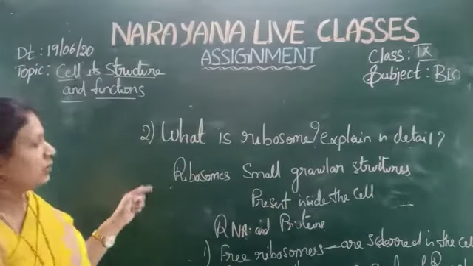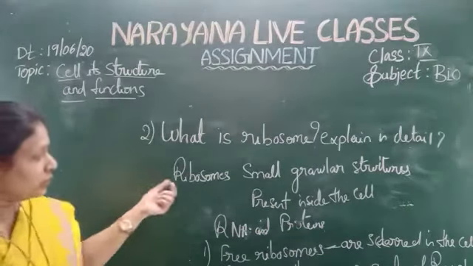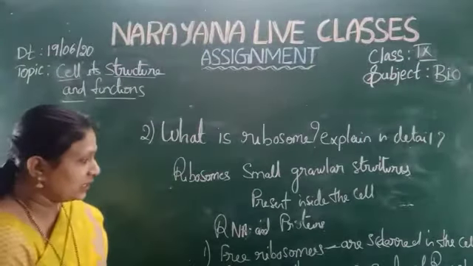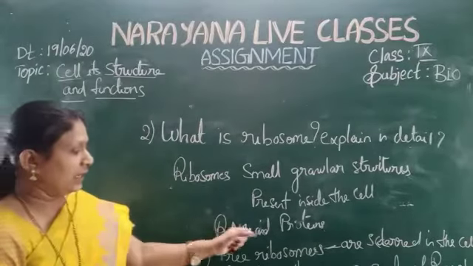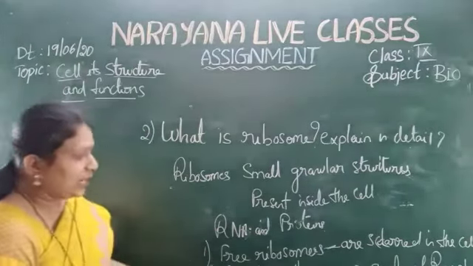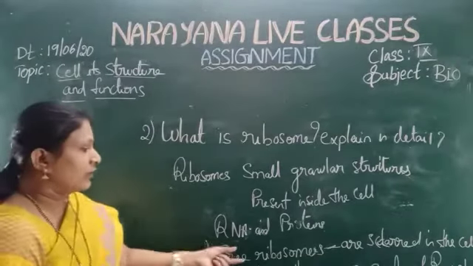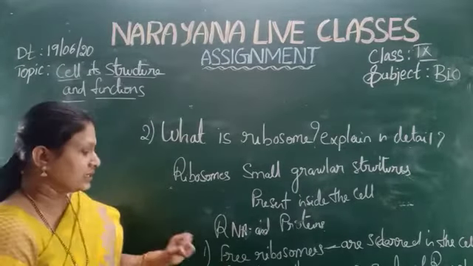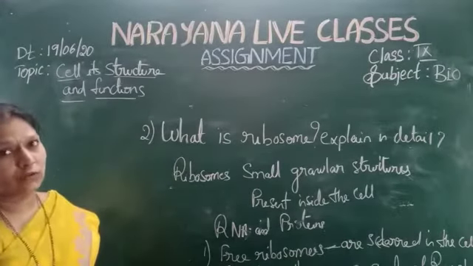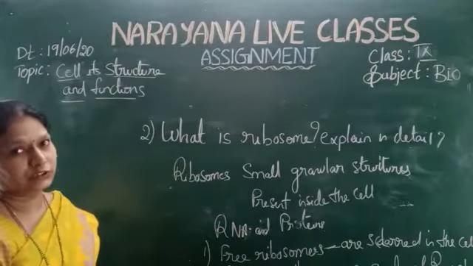So this is about ribosome. Ribosome is nothing but a small granular structure present inside the cell. It contains RNA and proteins, and it is of two types: free ribosomes and attached ribosomes. Free ribosomes are scattered in the cell. Attached ribosomes are present on the surface of rough endoplasmic reticulum.